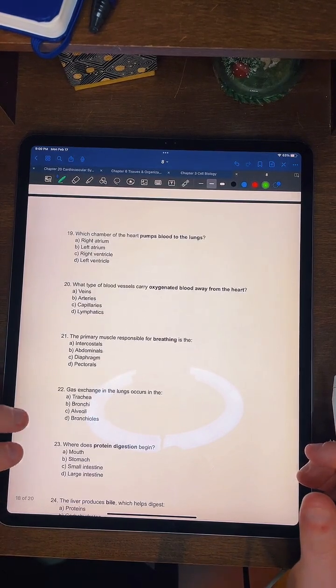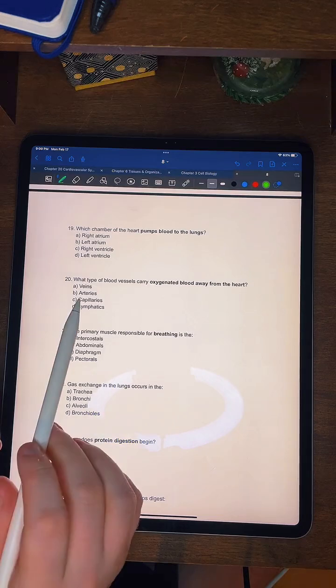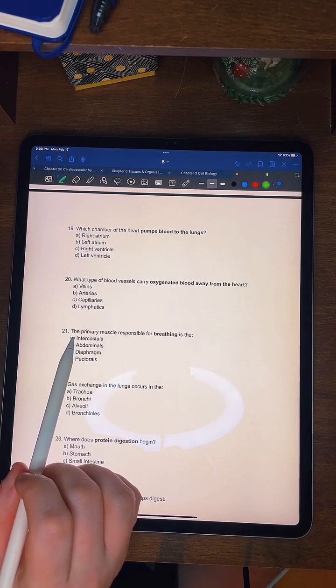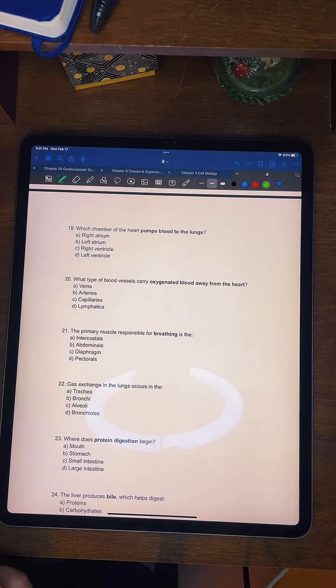All right, we're on to anatomy and physiology 2 questions now. So we have number 19. Which chamber of the heart pumps blood to the lungs? We have the right atrium, the left atrium, the right ventricle, and the left ventricle.